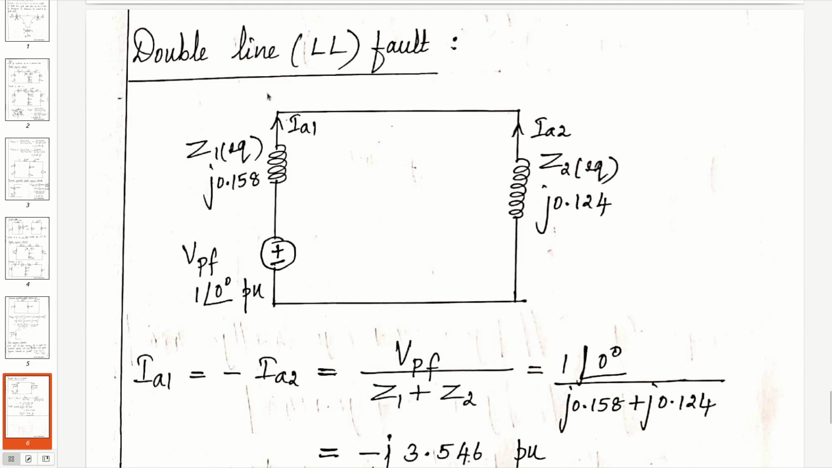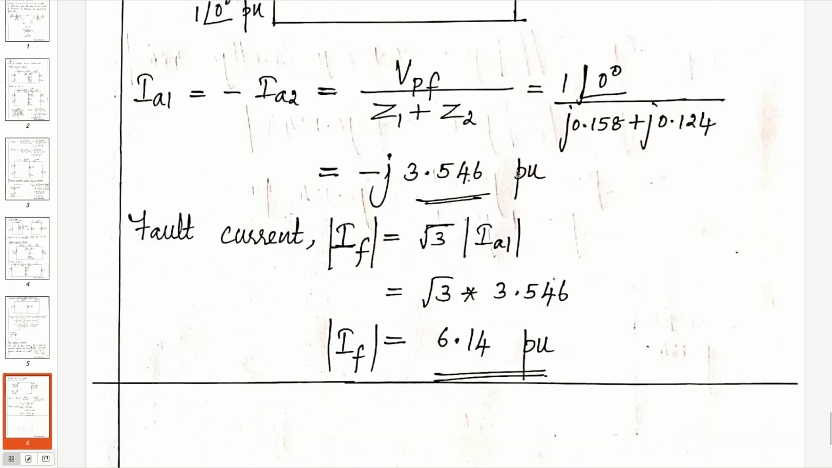Now come to the double line fault, the LL fault. We have connected the Thevenin's equivalent positive network and the Thevenin's equivalent negative network in parallel. Write down the formula for IA1: VPF divided by Z1 equivalent plus Z2 equivalent, which is minus j3.546 per unit. Now the magnitude of the fault current is root 3 into the magnitude of IA1, that is 6.14 per unit. Since we do not know the common base, leave the answer in per unit.